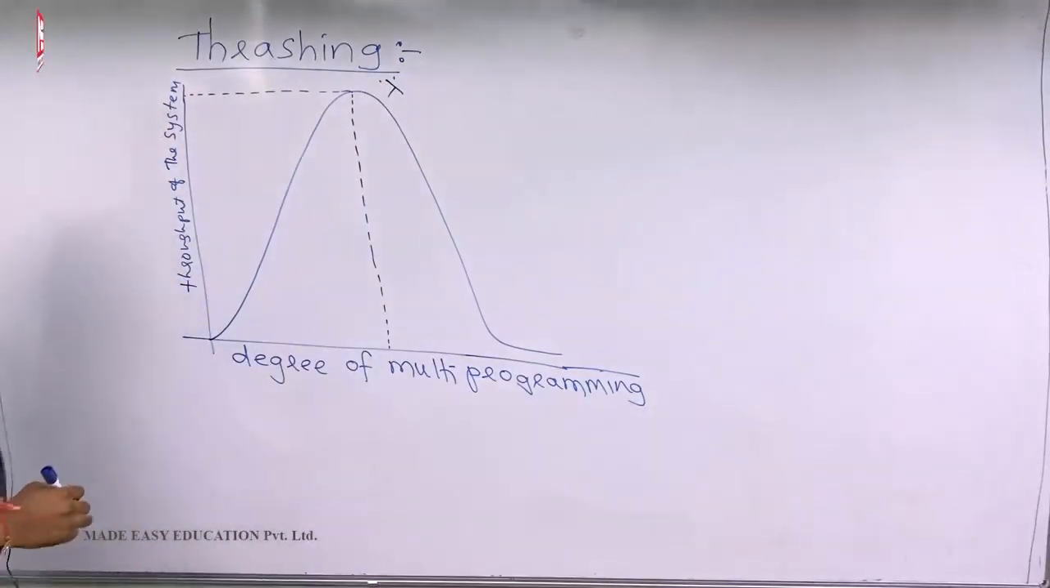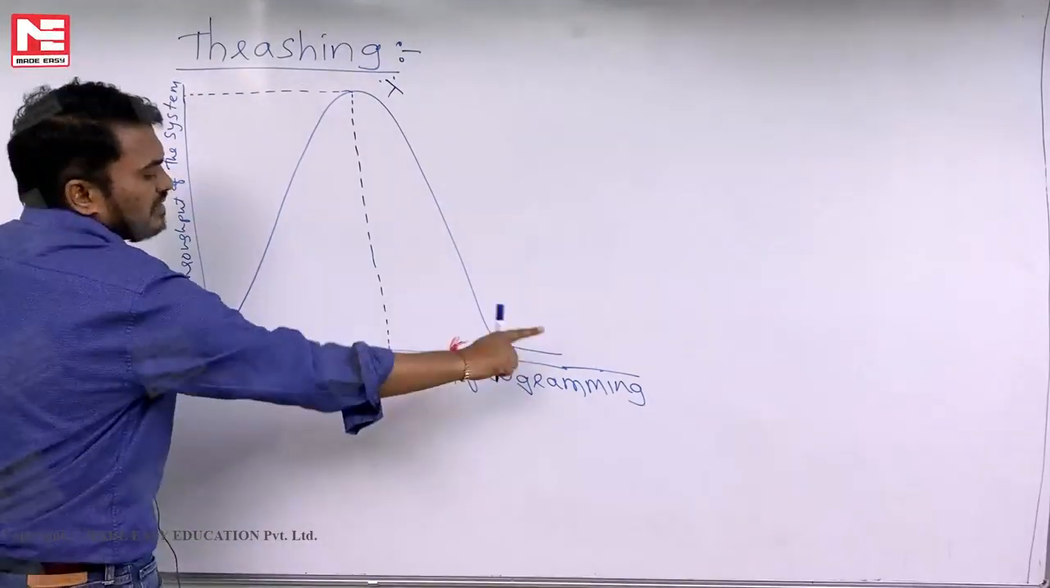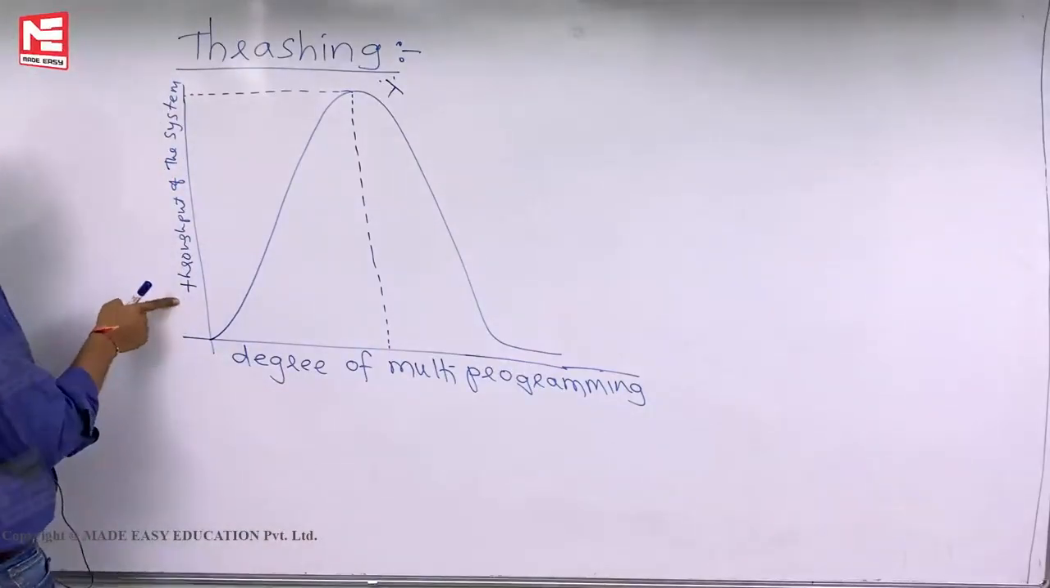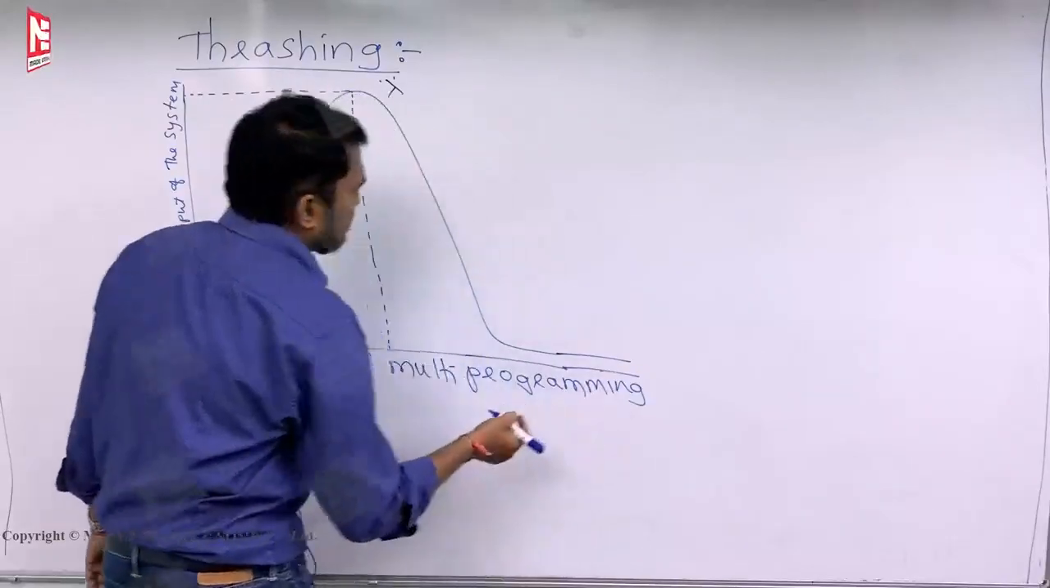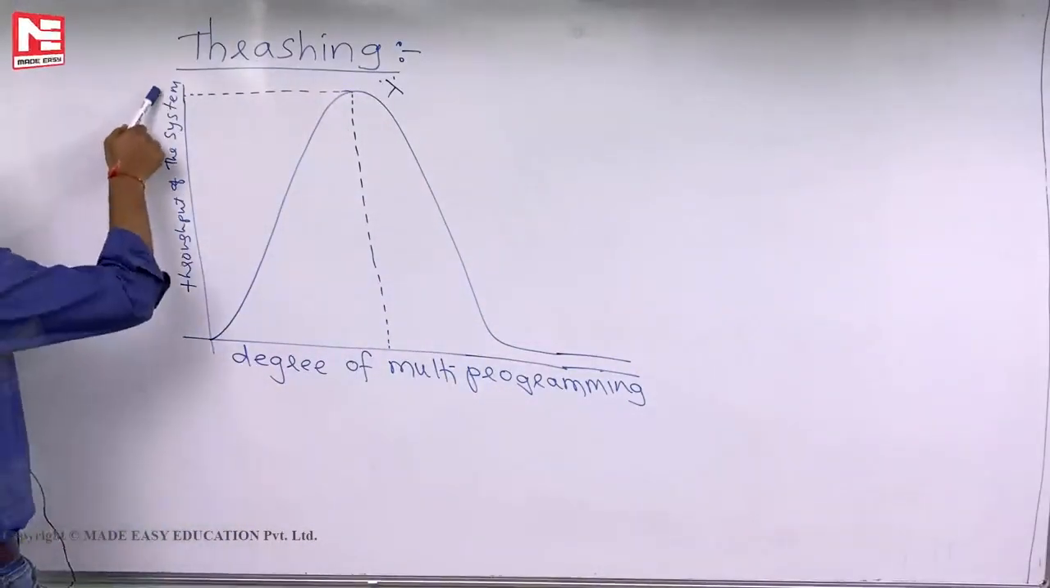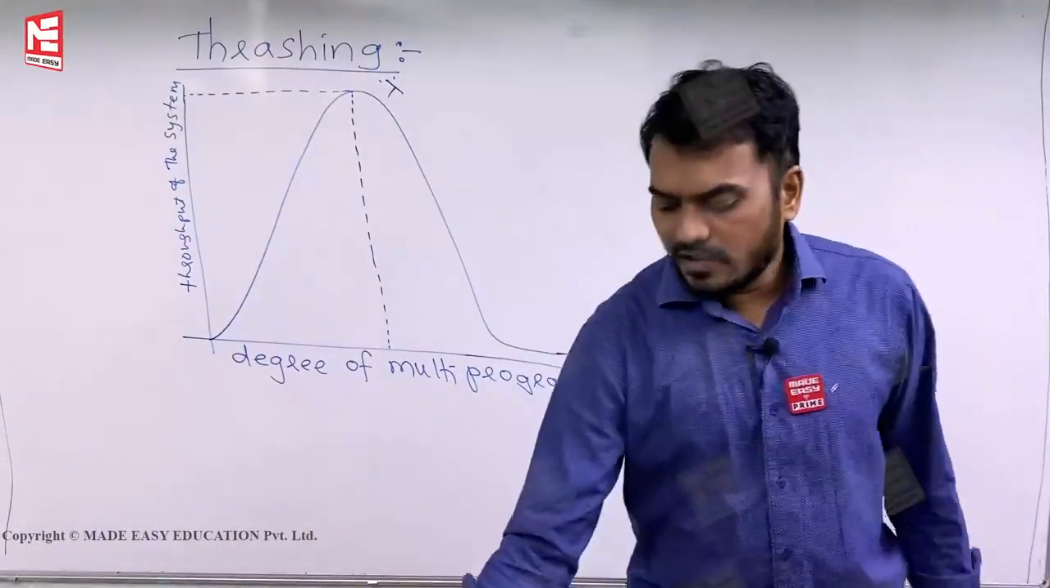I will explain. You have a simple graph. On the x-axis we are representing the degree of multi-programming, and this is the throughput of the system. If you are not understanding, that is why I am explaining. This is the throughput of the system. Copy it, I am moving aside.